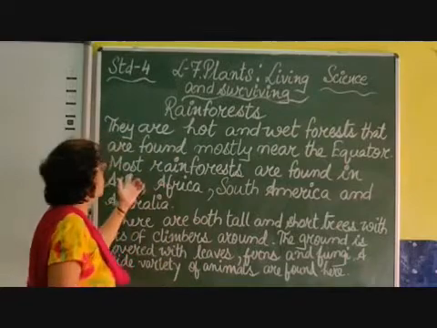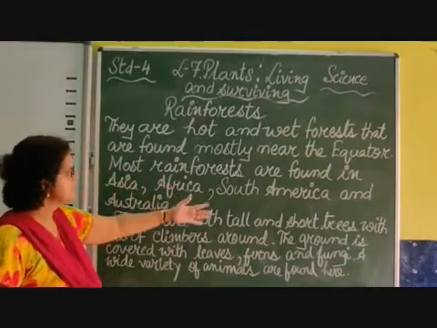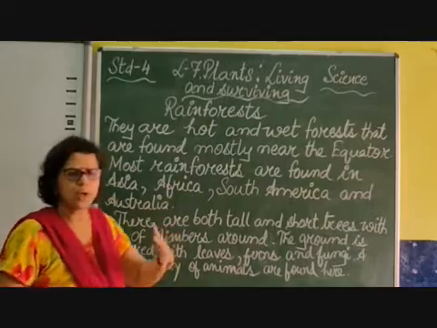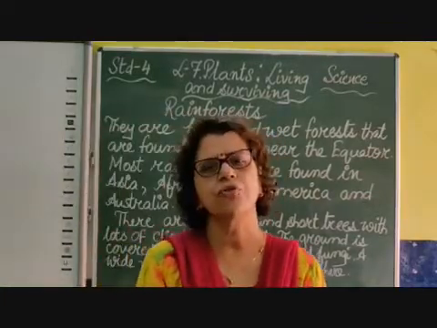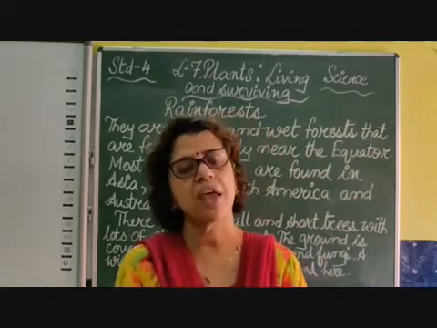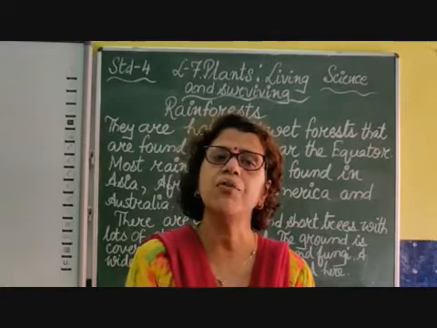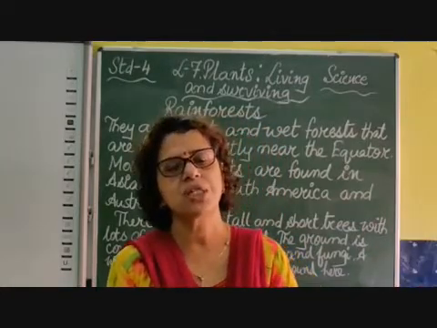forest. Most rainforests are found in Asia, Africa, South America and Australia. So you can see on and around the equatorial region you find this rainforest, and they are also known as evergreen forests because they remain green throughout the year. Why? Because there are different varieties of trees found here.